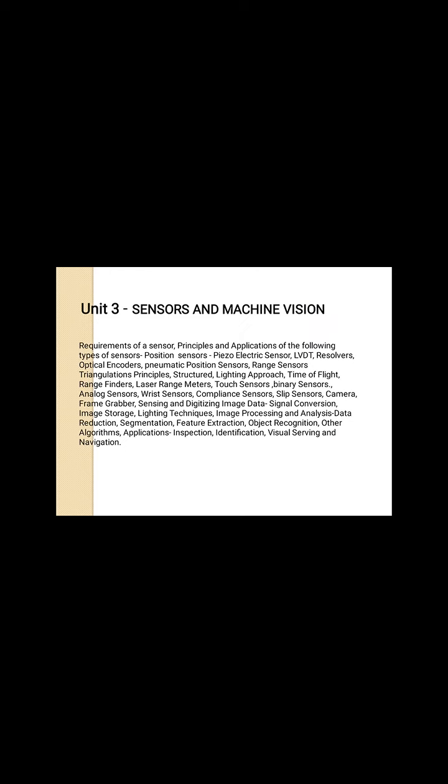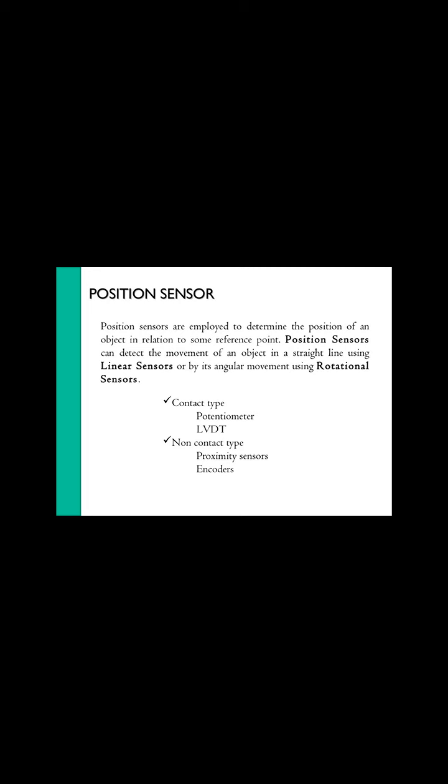This is the syllabus for the third unit. Third unit is sensors and machine vision. In this we are seeing the first of sensors. First of all, position sensor.